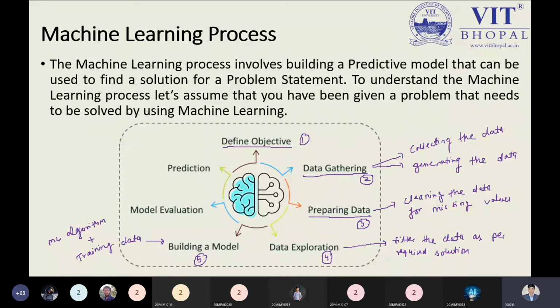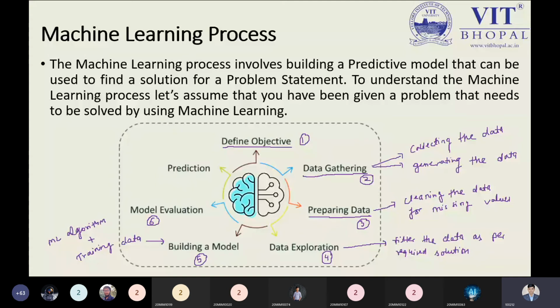That's why, if you remember, while discussing the machine learning definition, after the algorithm we had the term model. So the model is a main important component of the machine learning system. That is a point we have to keep in mind. Now next we have the sixth step, that is model evaluation.